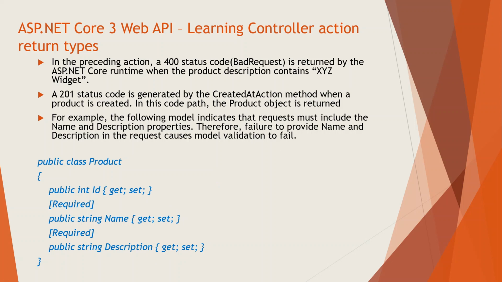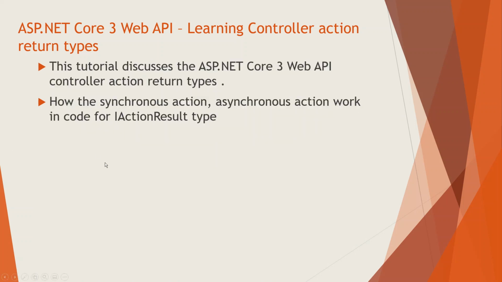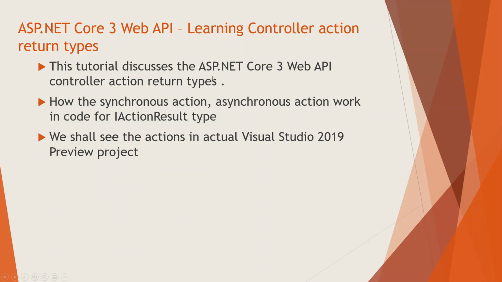And that's all today. So before leaving, let's recall what we have learned today. We have seen the web API controller action return types, and how the synchronous action and the asynchronous action work in code for the IActionResult type. And this part I will shift to the next lecture because it will be too long otherwise.